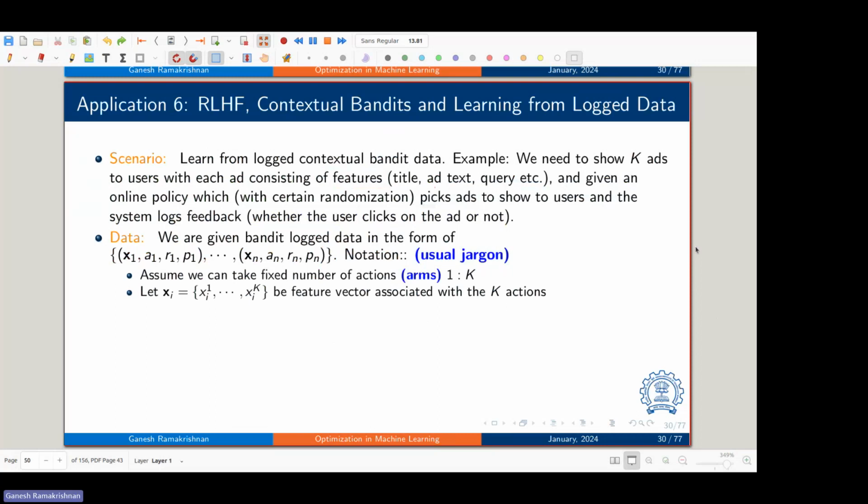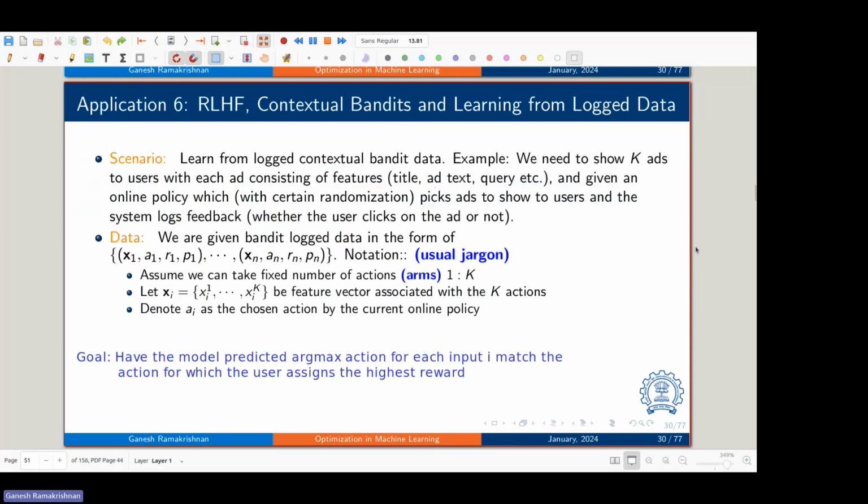X1 to Xk are the feature vectors associated with K actions. And Ai is the action chosen by the current online policy. So what's my goal? My goal is to have the model's predicted argmax action for each input i match the action for which the user assigns the highest reward.